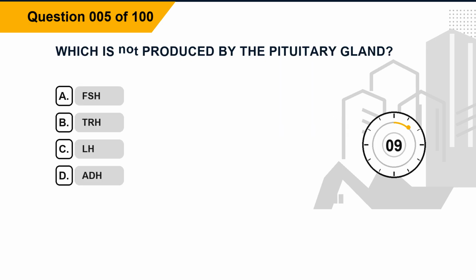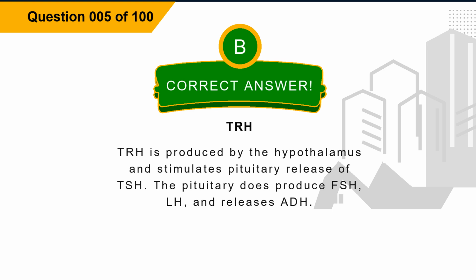Question 5. Which is not produced by the pituitary gland? Option A, FSH. Option B, TRH. Option C, LH. Option D, ADH. The correct answer is option B, TRH. Explanation. TRH is produced by the hypothalamus and stimulates pituitary release of TSH. The pituitary does produce FSH, LH, and releases ADH.